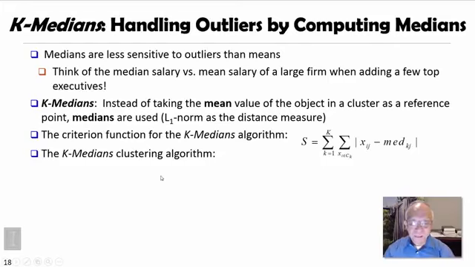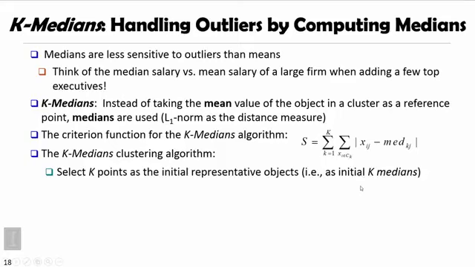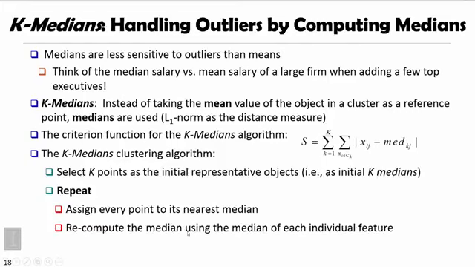The k-medians clustering algorithm is essentially written as follows. At the very beginning, we select k points as the initial representative objects, that means the initial k-medians. Then we get into this loop. We assign every point to its nearest median. Then we recompute the median using the median of each individual feature. Then this process repeats until the convergence criterion is satisfied.